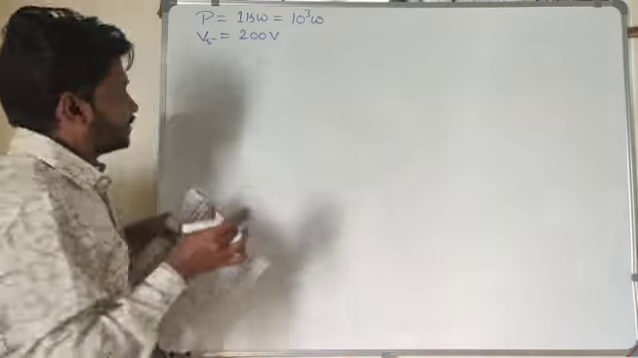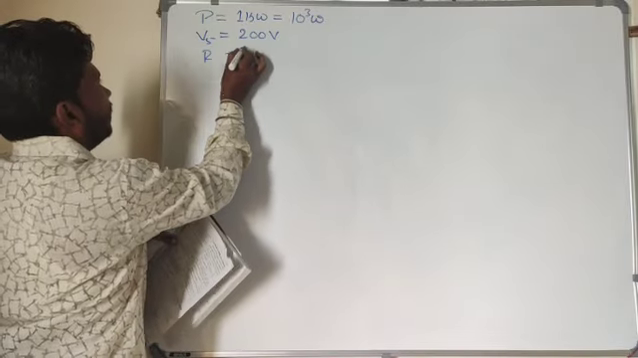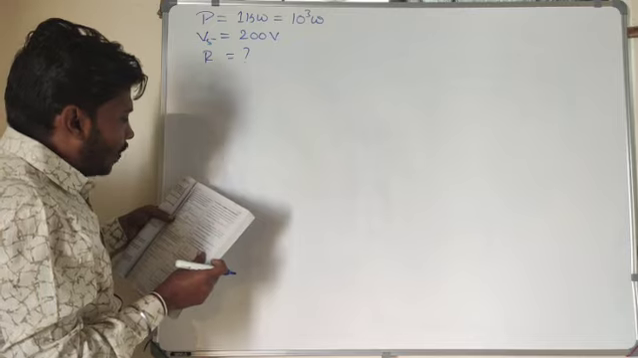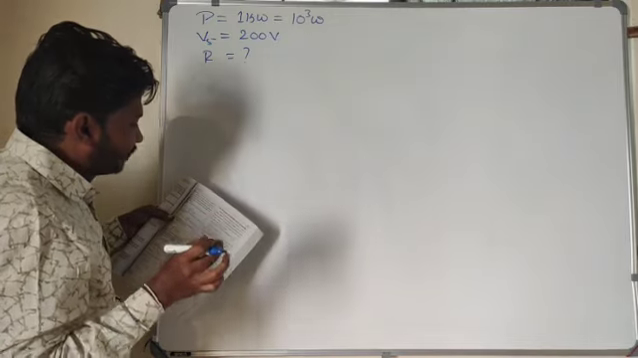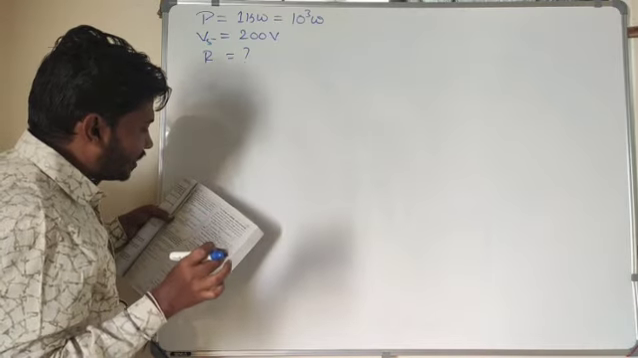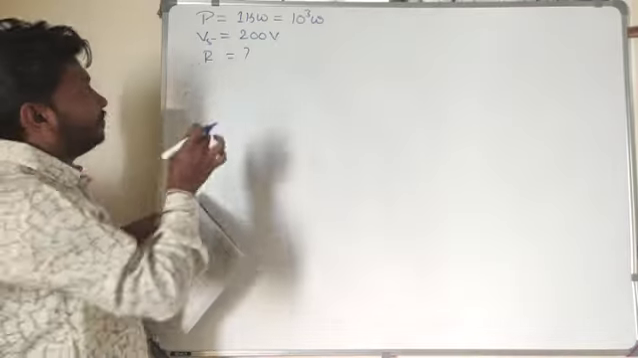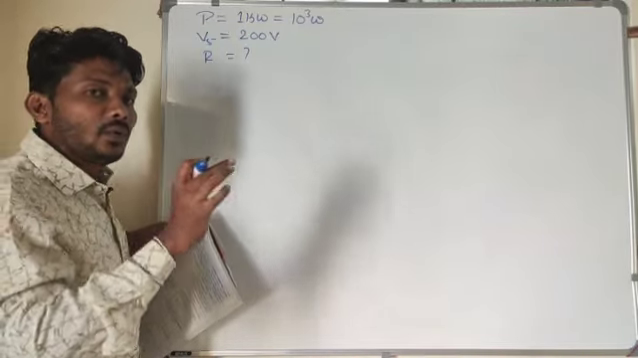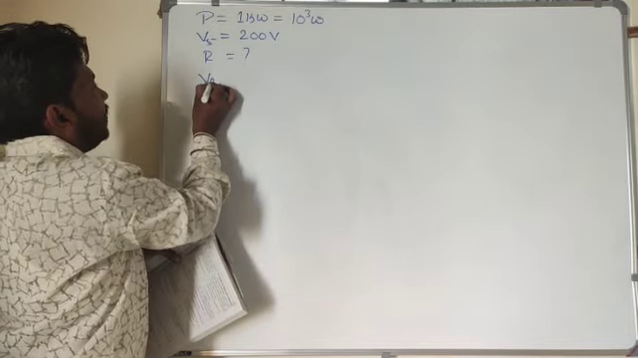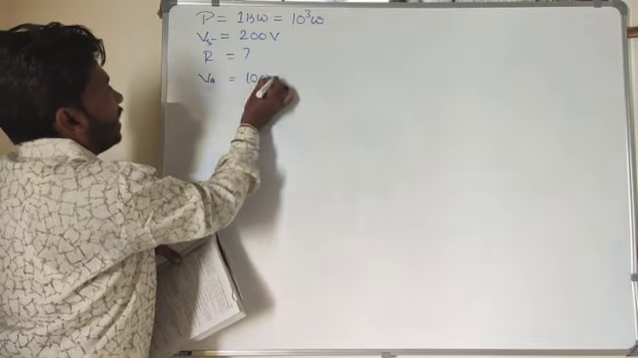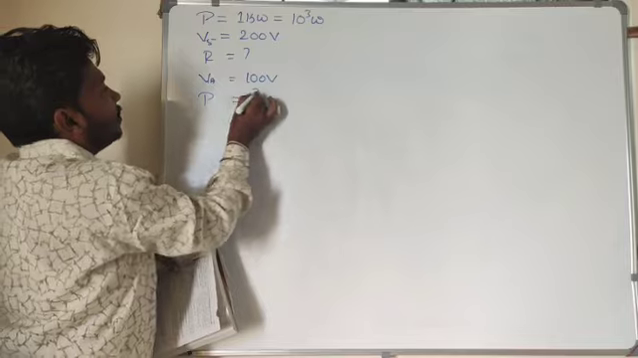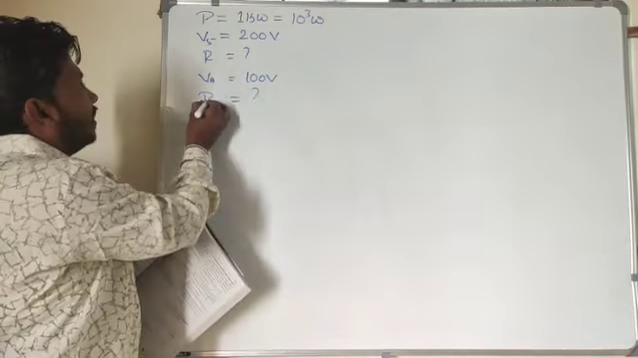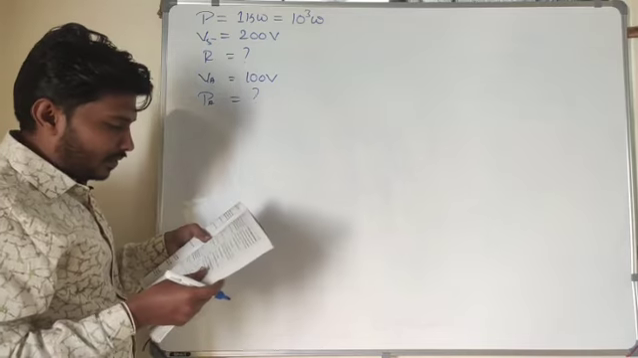What is the resistance? First I need to find out the resistance of that water heater. How much power will it consume if the line voltage drops to 100 volt? Specified voltage is 200 volt, but instead of supplying 200 volt, the applied voltage is, for example, 100 volt. Then I need to find out its power consumption, the applied power.